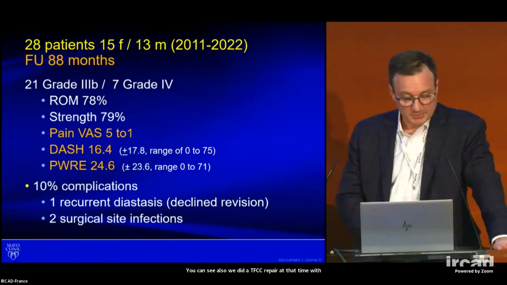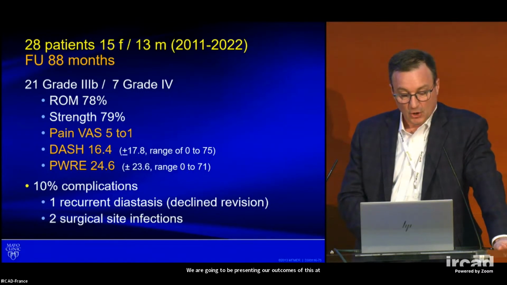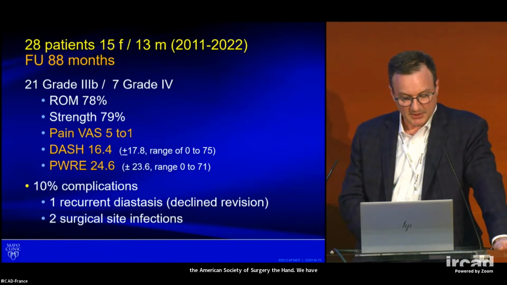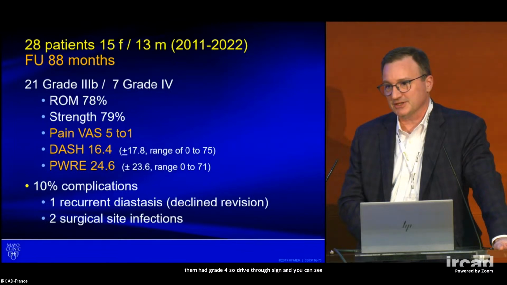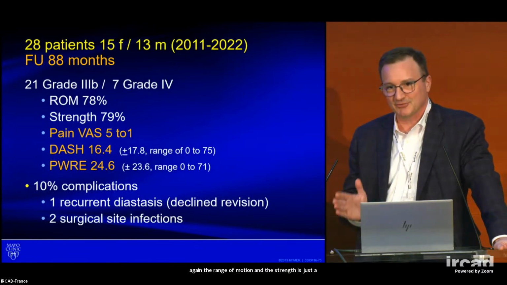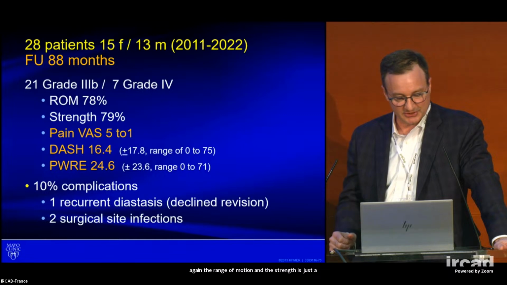We are going to be presenting our outcomes of this at the American Society for Surgery of the Hand. We have almost 8-year follow-up on 28 patients. The majority of them had grade 3B injuries, but 7 of them had grade 4, so drive-through sign. And you can see again, the range of motion and the strength is just a little bit better than everything we've reported, and is that statistically significant?